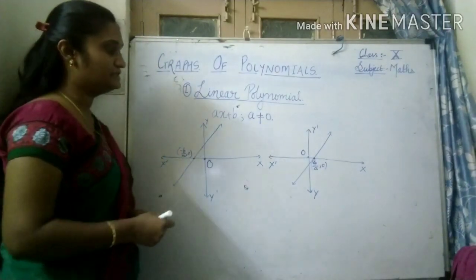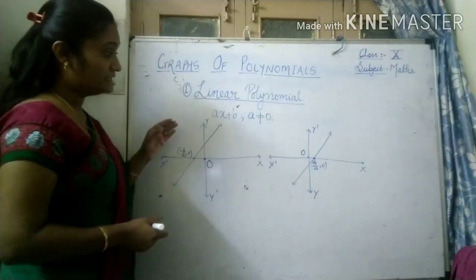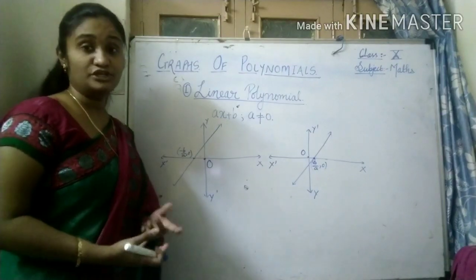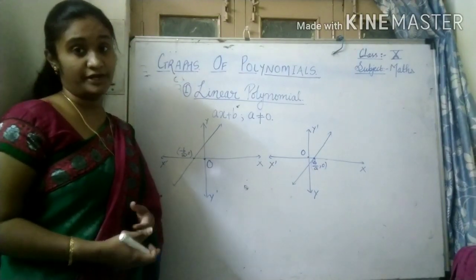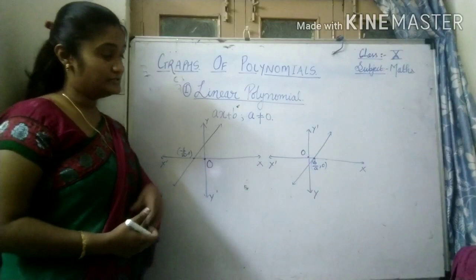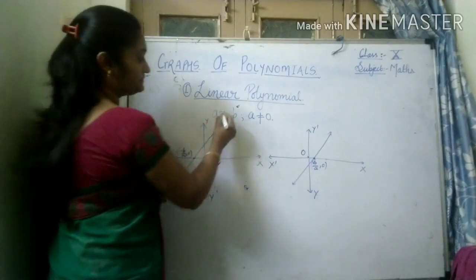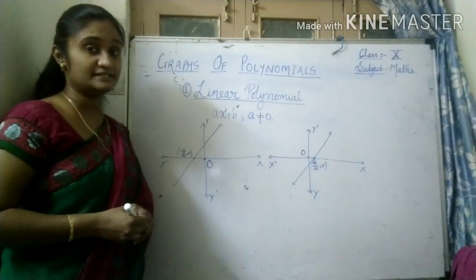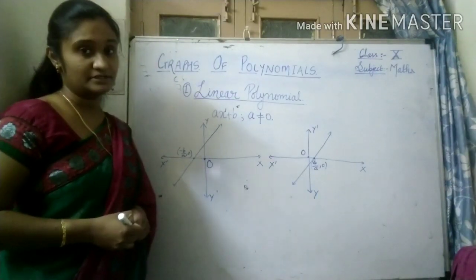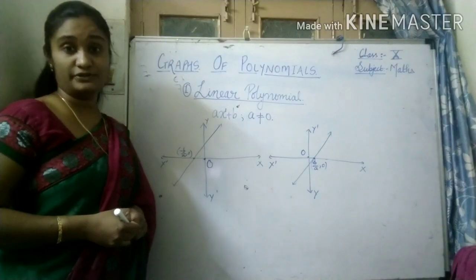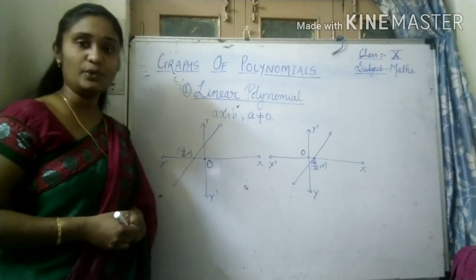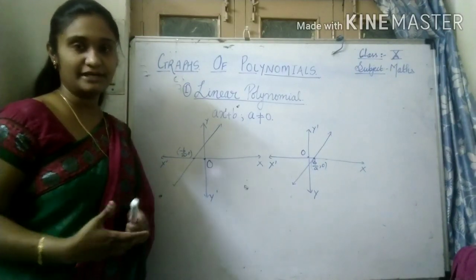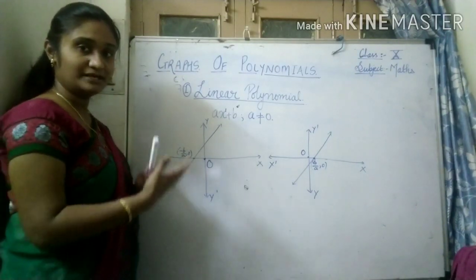So here, if you see carefully, as you all know, the number of zeros of a polynomial always depends upon the degree of the polynomial. So let us see, what is the degree here? 1. So what will be the number of zeros for this linear polynomial? Of course, the number of zeros for this linear polynomial will always be equal to 1. Now this topic you have already covered in class 9. I am not elaborating it. So let's quickly move on to the graph.